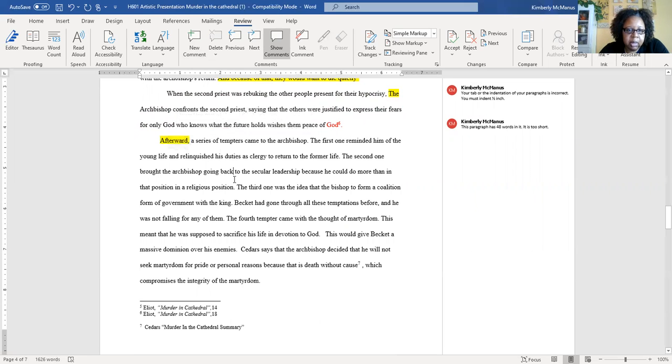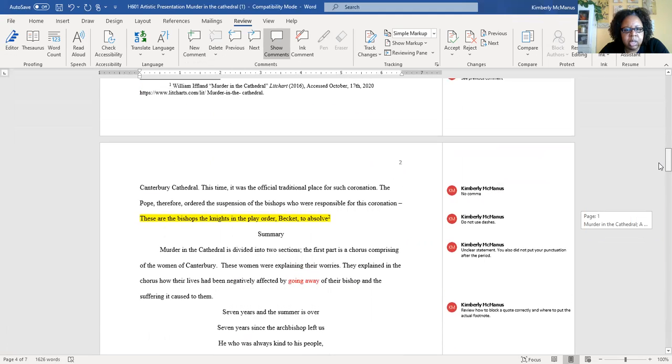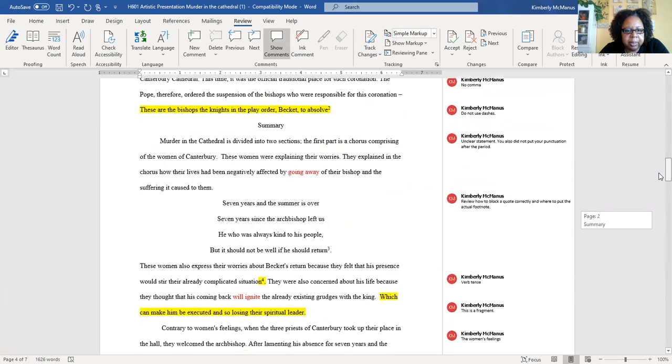A series of tempters came to the archbishop, the first reminding him of the young life and only which is due to his clergy to return to the former life. The second one brought the archbishop going back to the secular leadership because he could do more than in that position, religious position. The third one was the idea of the bishop to form a coalition. I think there's something missing. Earlier you said there were 2 points. I don't see where the second one was. You said Murder in the Cathedral is divided into two sections, semicolon. The first part is the chorus comprising of the women of Canterbury. Where was the second part?